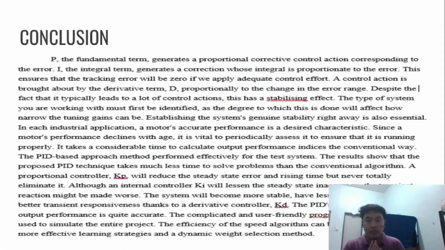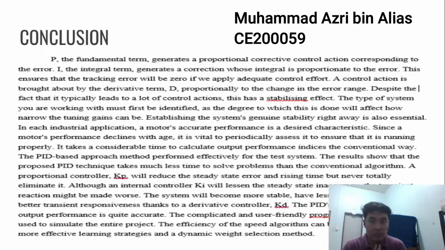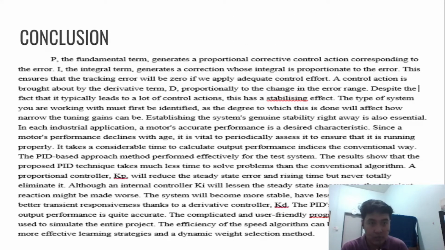So, in conclusion, P, the proportional term, generates a proportional corrective control action corresponding to the error. I, the integral term, generates a correction whose integral is proportionate to the error. This ensures that the tracking error will be zero if we apply adequate control effort. The control action is brought about by the derivative term D, which is proportional to the change in the error rate. Despite the fact that it typically leads to a lot of control action, this has a stabilizing effect.